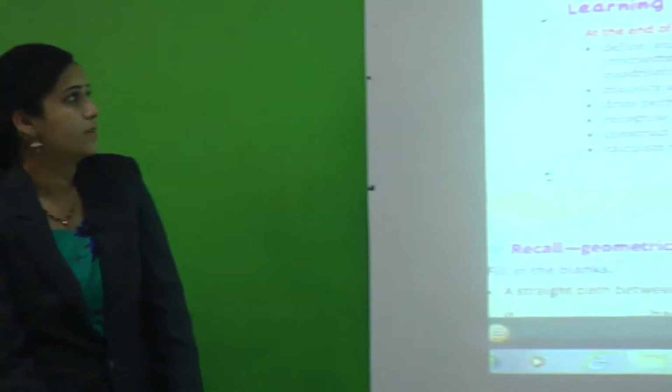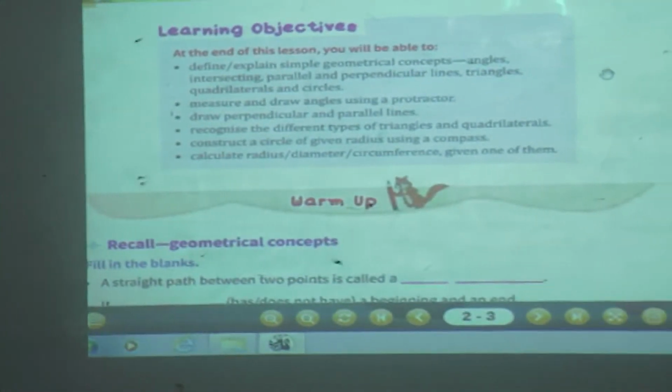Today I am going to teach you 5th standard maths, the new lesson of the second term. So this is your term 2 book. Open the maths section, page number 2. Our first lesson is geometry. So open your book students. Now this is your first lesson, geometry.